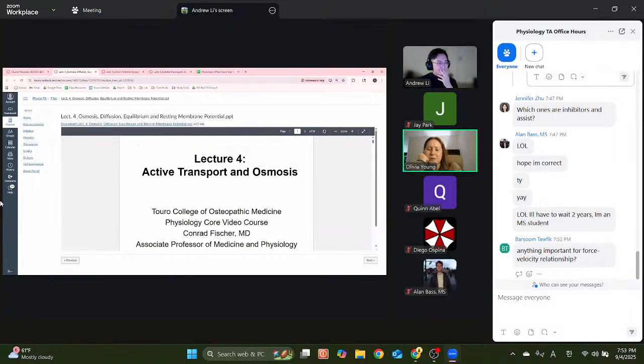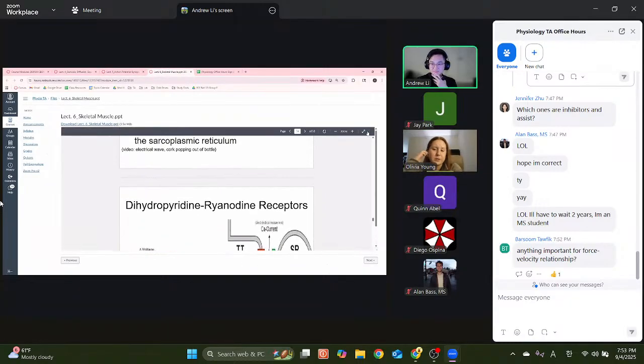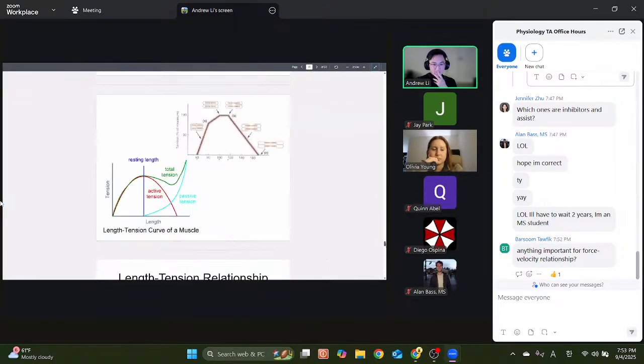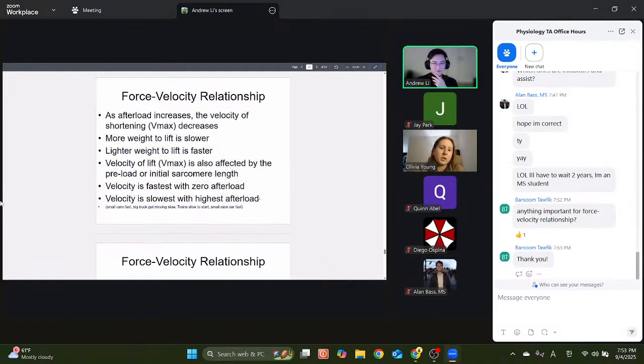I don't remember there being anything really with the force velocity relationship. I feel like that's pretty low yield. Let me see what they even have on here. To be completely honest, I don't even remember what we learned about it. I feel like that is more OMM related, in terms of what you're lifting. Physio cares a lot more about functionally how does it work, and you should be good.